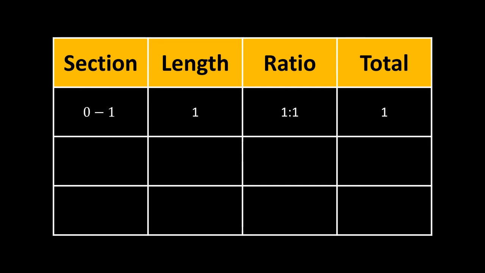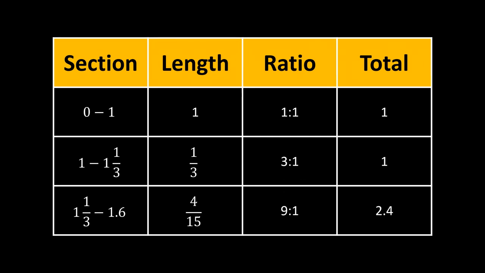The next section is from 1 to 1 1/3. This section is 1/3 of the maximum distance long, and using fuel at a rate of 3:1, we will again use 1 full capacity of fuel for this section. The final section is from 1 1/3 to the final distance of 1.6. This works out to be 4/15 of the maximum range, and using fuel at a rate of 9:1, we will use up 2.4 full capacities of fuel for this section.